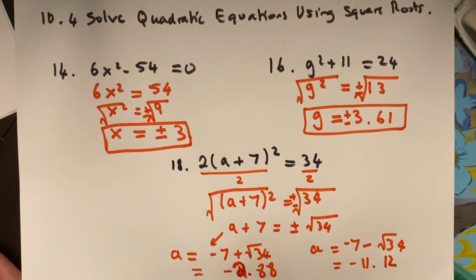I would urge you to make sure that you do all of the odds and check your work. And we're going to go on to 10.5.